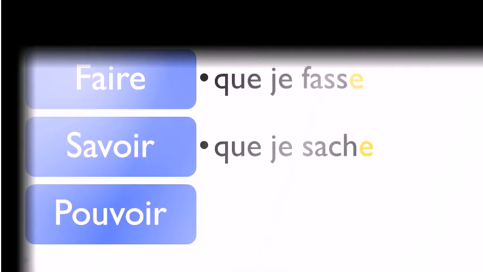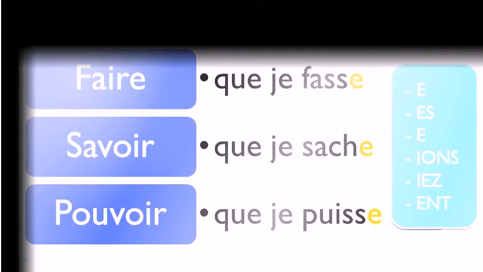And then pouvoir, can, will give you que je puisse. Exactly the same thing here. You take it away, and then you put the endings according to the person. Okay, so remember: faire, to do, que je fasse; savoir, to know, que je sache; pouvoir, can, que je puisse. All right? And then the endings: ES, IONS, IEZ, ENT.